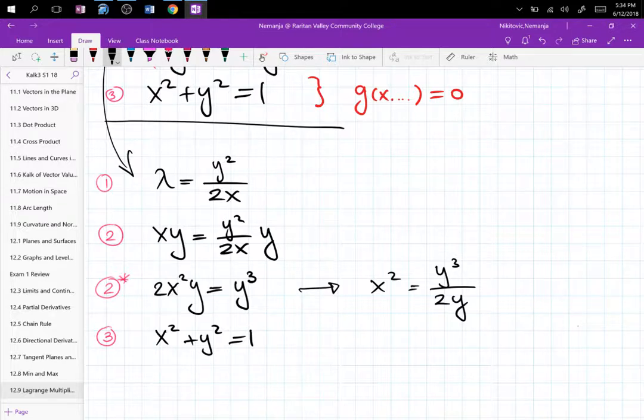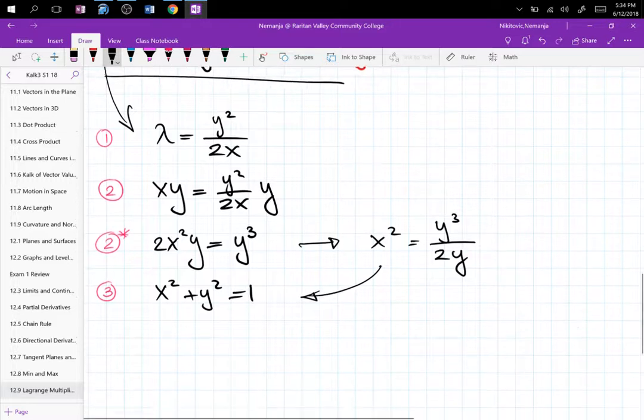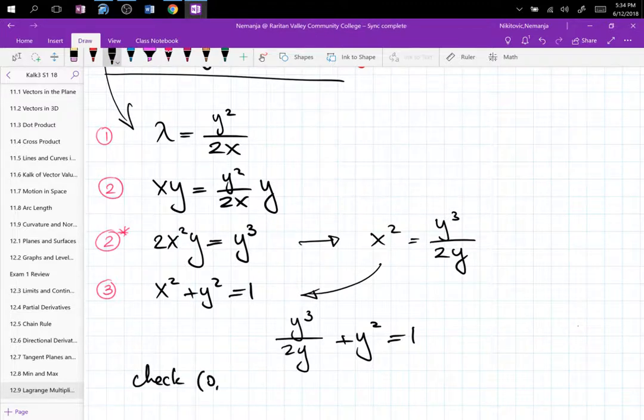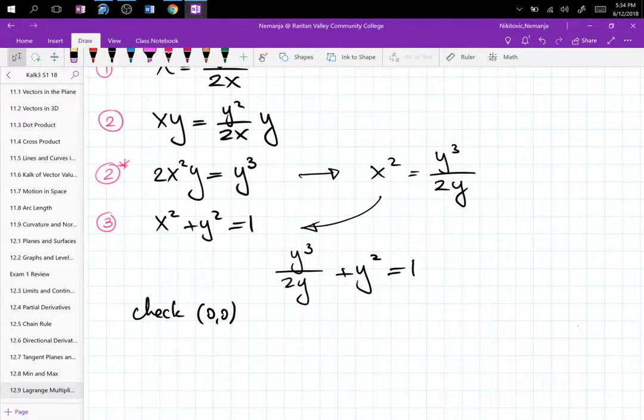But actually, you know what we could do? That trick so you can cancel is you can also assume a solution of 0, 0 and then check if that works. If that solution works, 0, 0, you will keep it. If it doesn't work, you will throw it away. So that's a hack way to actually be able to cancel these kind of things. Now that I solved for x squared, we plug that in here, and I have y cubed over 2y plus y squared is equal to 1. Now, check 0, 0, so we don't have to worry about cancellation. So we'll deal with that.